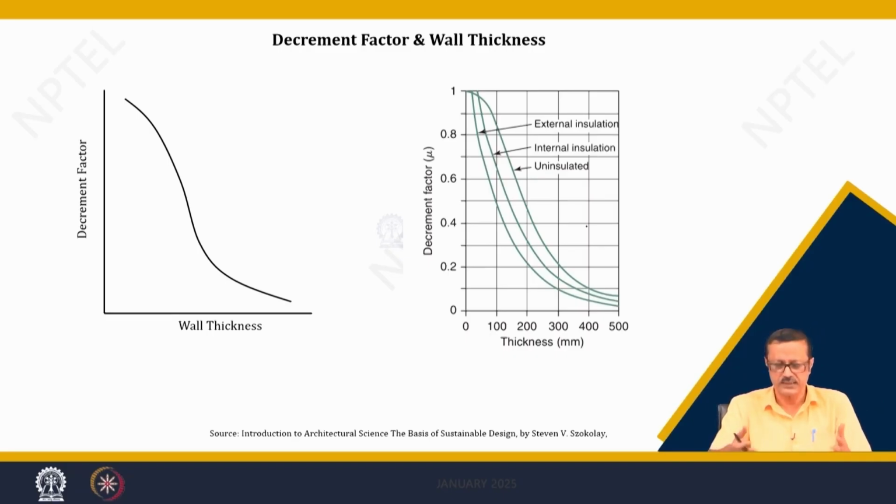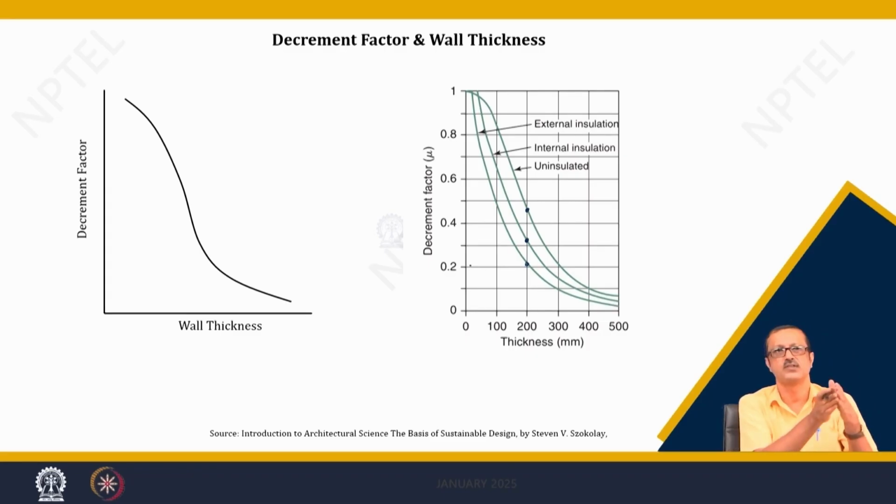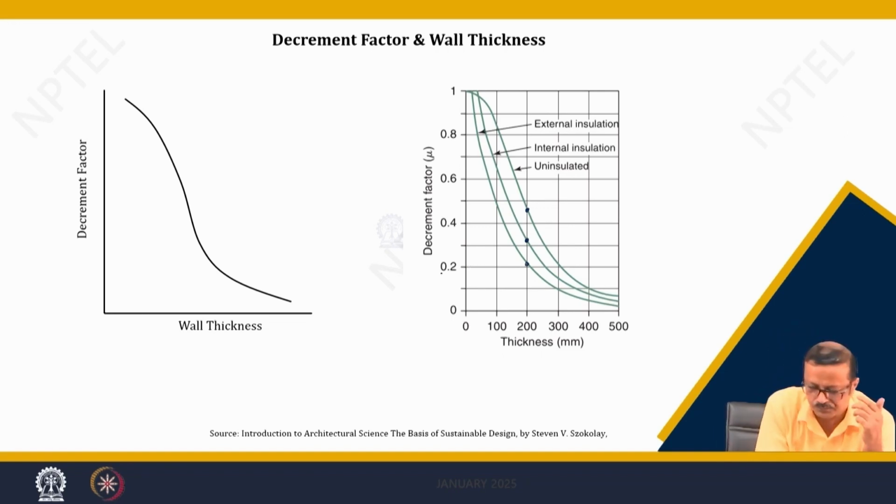And in this particular right hand side graph, there are 3 lines again. So, if it is insulated, suppose the same wall, same thickness wall, suppose I take the 200 mm thickness wall. These 3 points lie on the 200 mm thickness. So, what happened? What is the first lower one? Lower one is the external insulation. If I give the insulation externally, it will be better. The discriminant factor is 0.2.